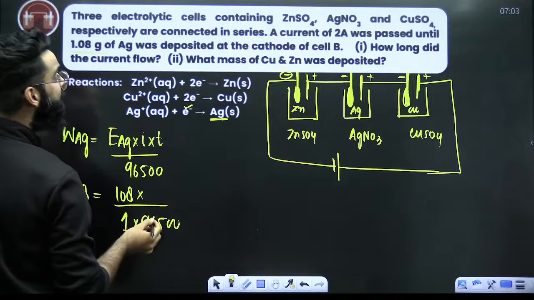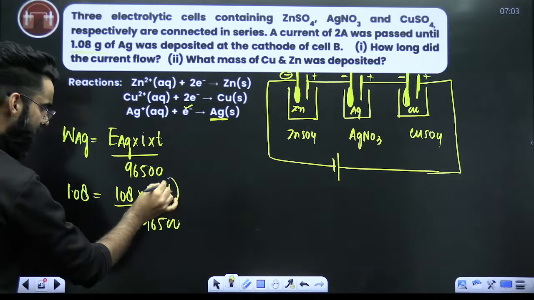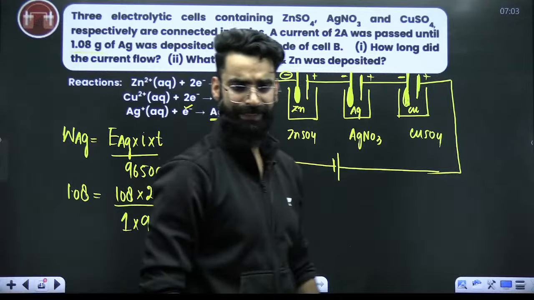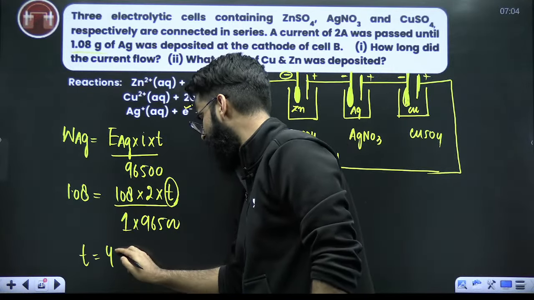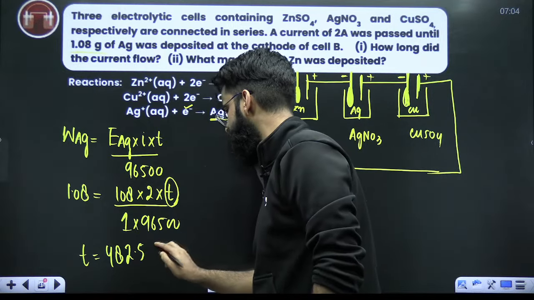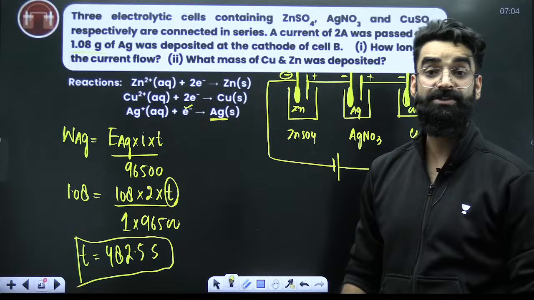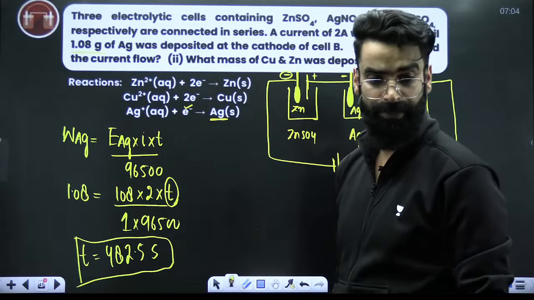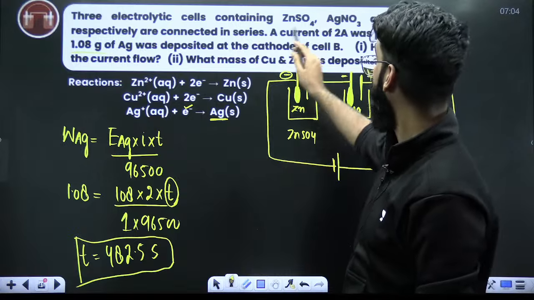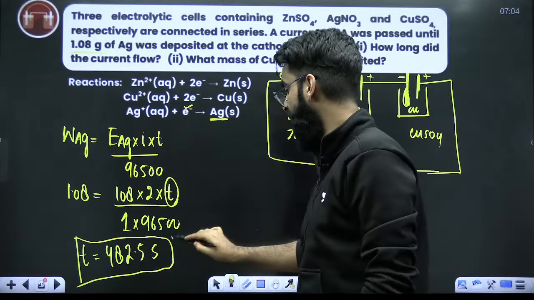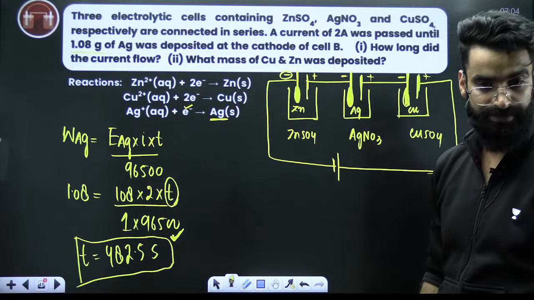Now I, current, is 2 amperes multiplied by time. So one equation, one unknown. Can't you calculate T from here? T can be calculated. And as far as I remember, T value will be 482.5 seconds. Right? So this is the time duration in which current has to flow, in which the current has to go into the solutions. So the question was asking, how long did the current flow? Current has flown this long, 482.5 seconds.